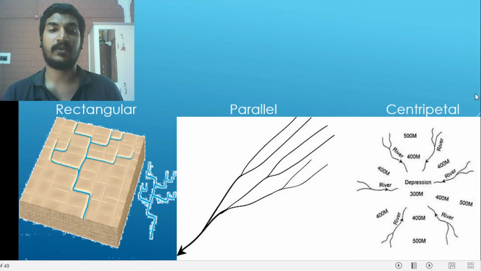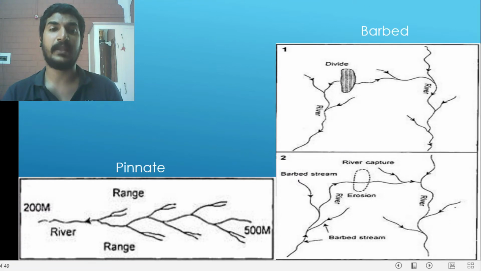The next drainage pattern is the pinnate drainage pattern. It's a variety of dendritic drainage pattern in which the main stream receives many closely spaced sub-parallel tributaries that join the main stream at acute angles, which resembles the veins of a leaf.